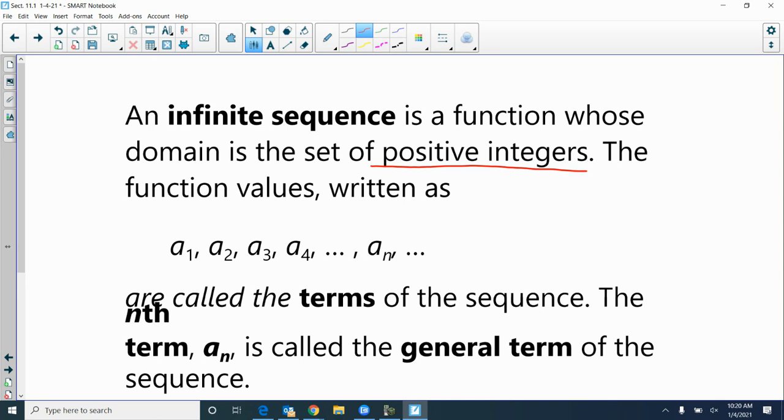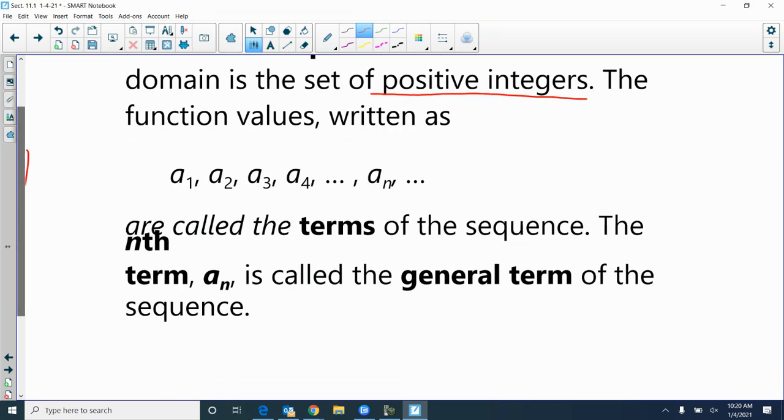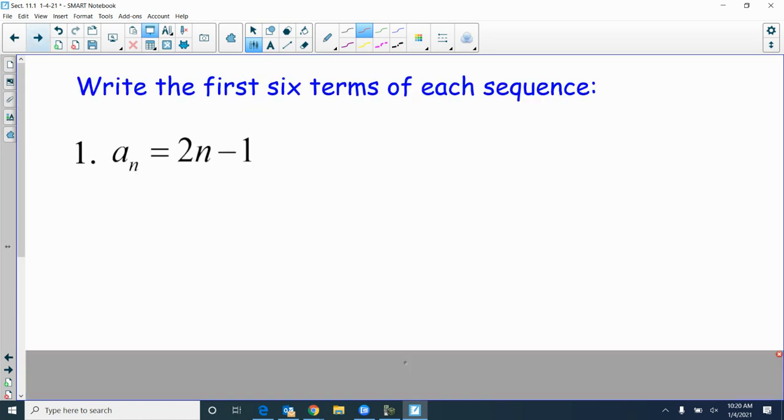Okay, the function values written as A1, A2, A3 are called the terms of the sequence. The nth term, A sub n, is called the general term of the sequence. And it's like the formula to determine all the others. But remember, you only plug in, starting with n equals 1, n equals 2, n equals 3. All right, write the first 6 terms of each sequence.